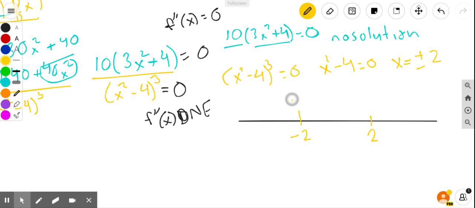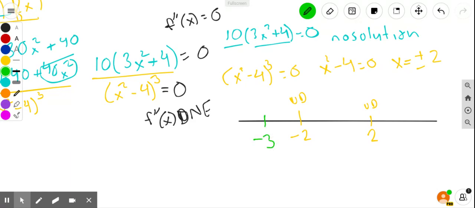Okay, and I'm going to put UD just for the undefined parts. Because you can go back to the original problem and denote that these are actually going to be vertical asymptotes. So let's go from there. All right. So test out a number over here, negative 3.